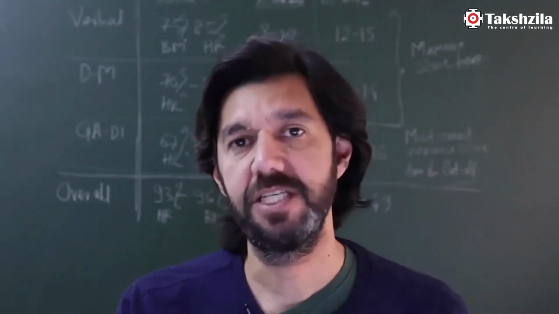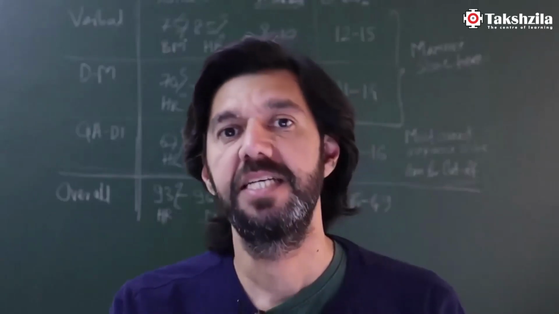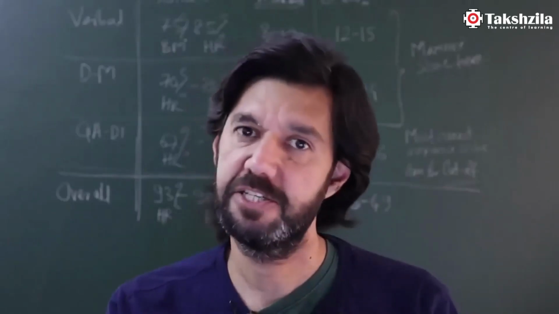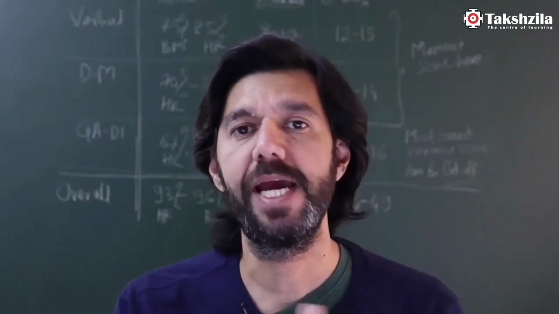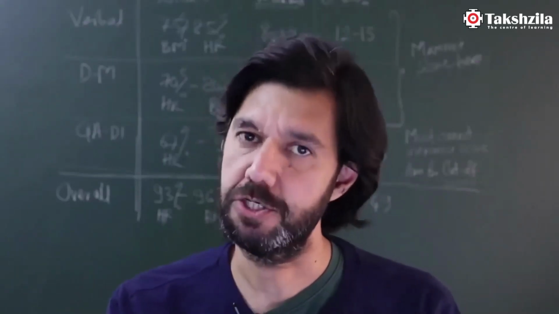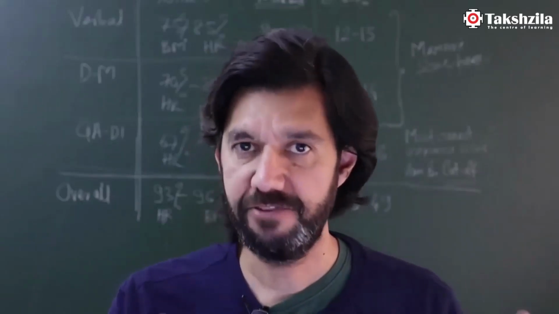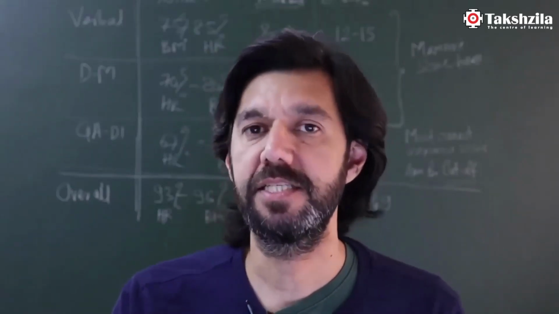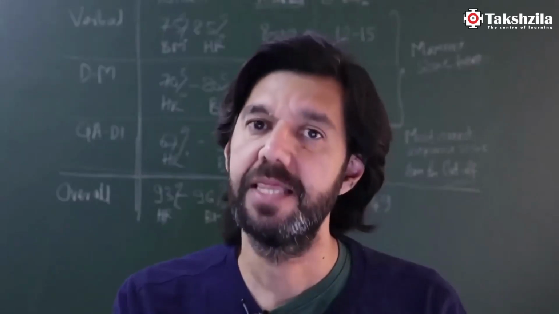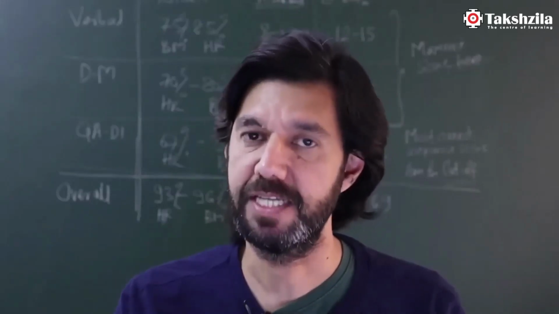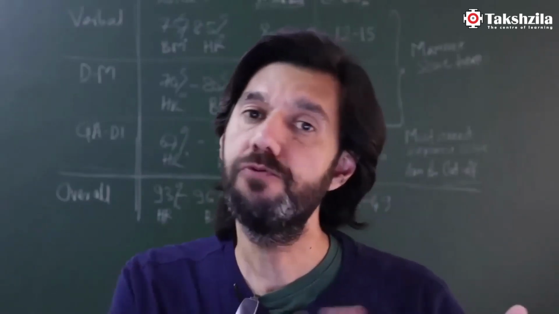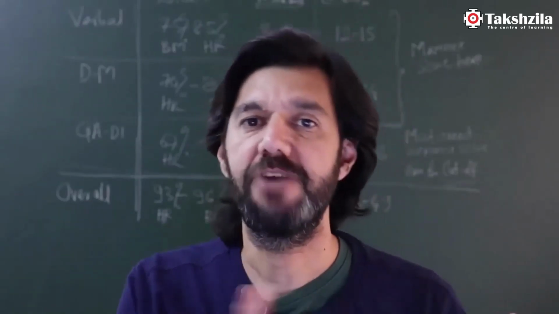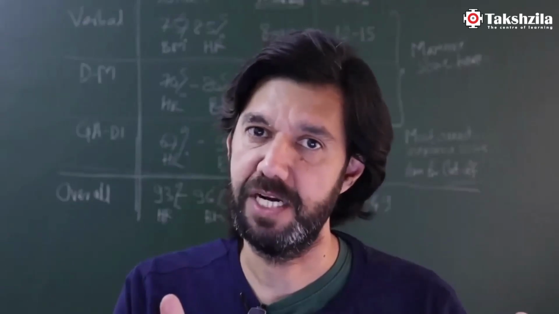3 sections. The first, verbal, 26 questions. Second, decision making, a section unique to XAT, 21 questions. Third section, QA and DI combined, 28 questions. These are a total of 75 questions and you get 165 minutes to attempt them. That is 2 hours 45 minutes.